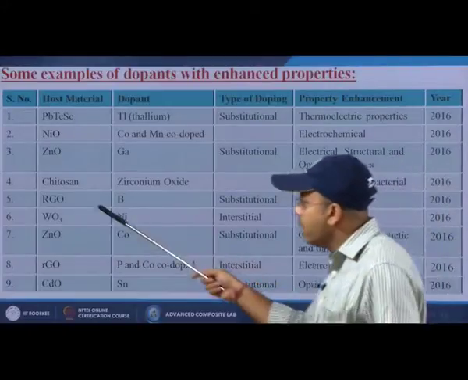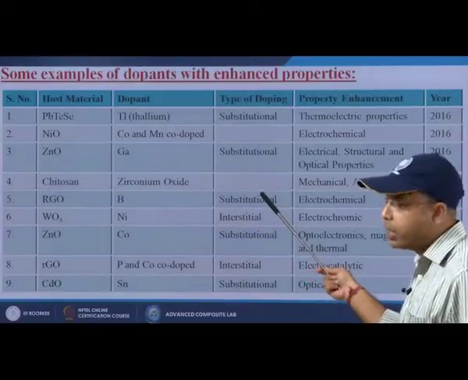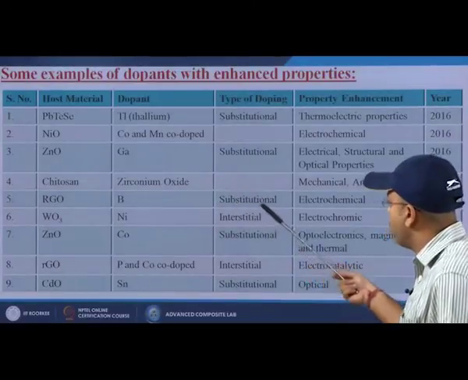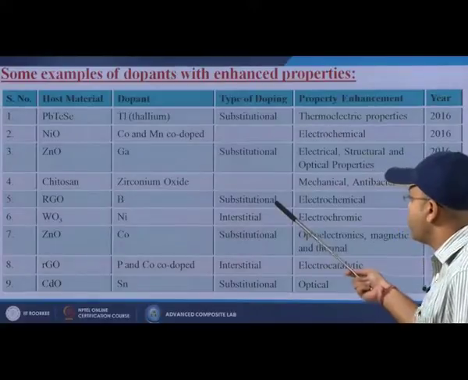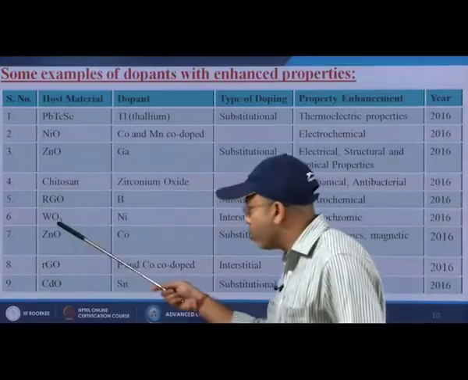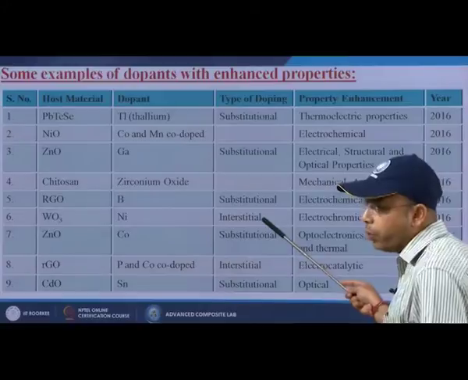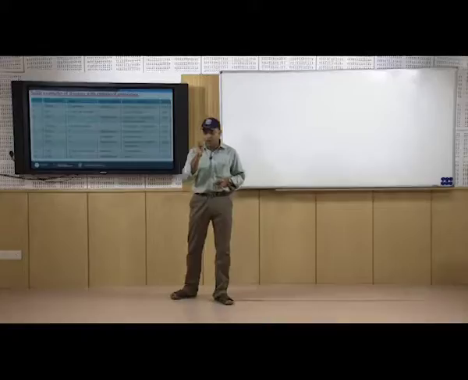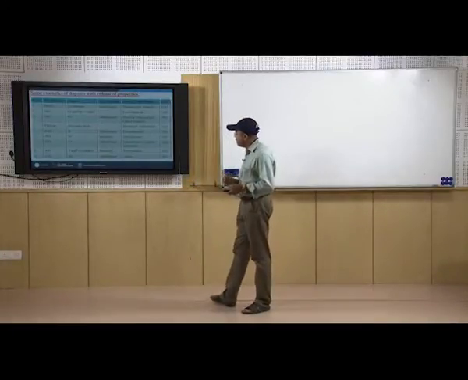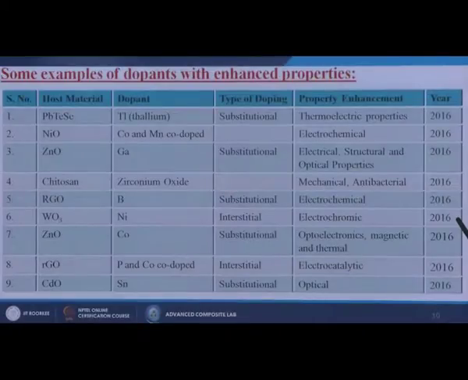When we are using reduced graphene oxide, we are using boron as the dopant, and that is also substitutional doping, as I told already, because boron doping is known as substitutional doping, and it is enhancing the electrochemical properties of that particular material. It has also been done in the year 2016. When we are using tungsten oxide, then nickel doping is taking place, that is known as interstitial doping, because nickel is going into the interstitial site of the composite material. It is electrochromic, and it has been done in the year 2016.